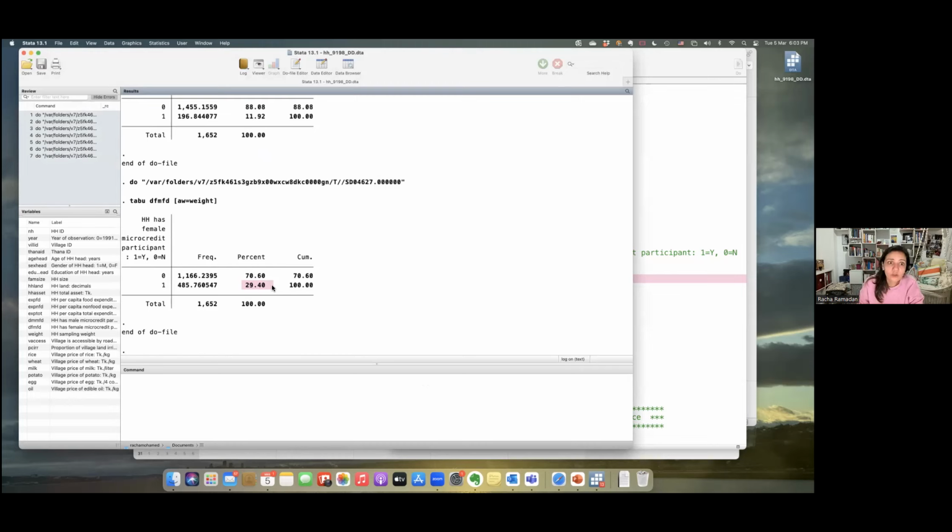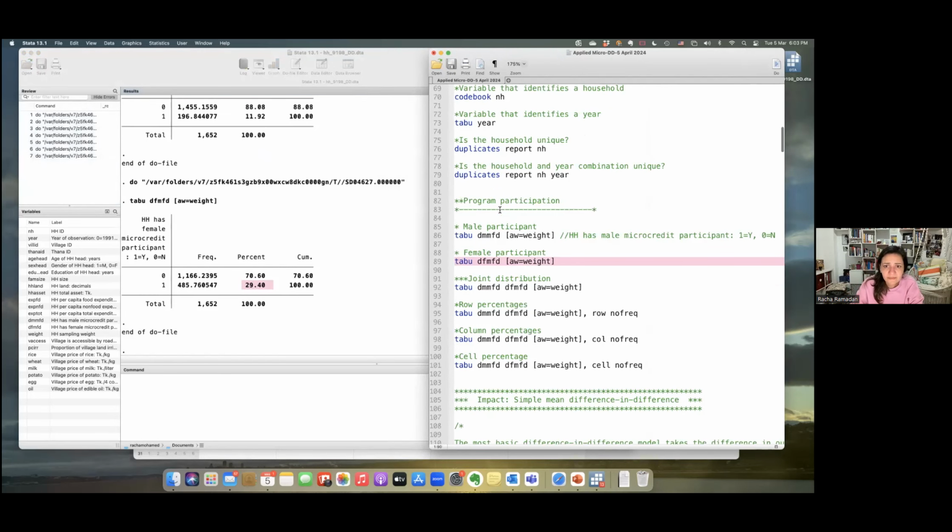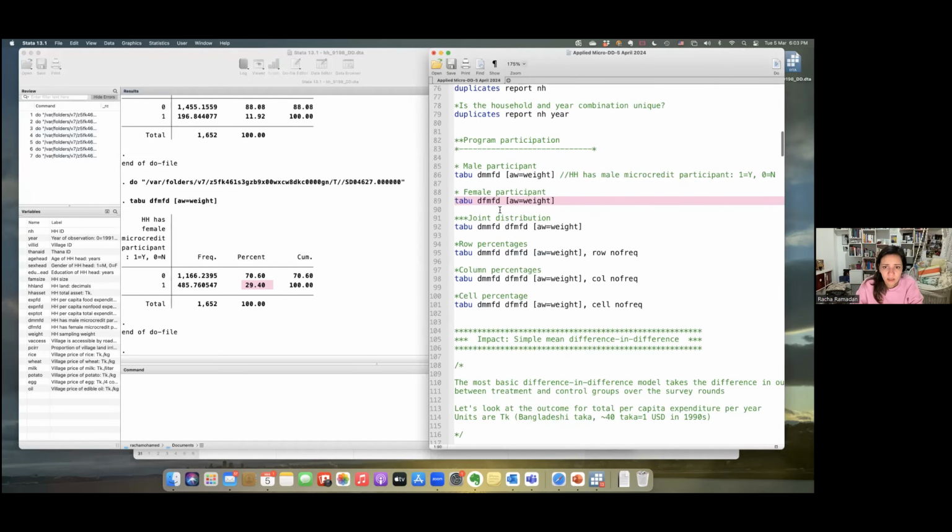This is one of the important things when you write your data description: to understand who is benefiting from these programs. We want to see if there are some households benefiting from both programs. I mean, whether they have a male benefiting from microcredit and a female benefiting from microcredit, or not.